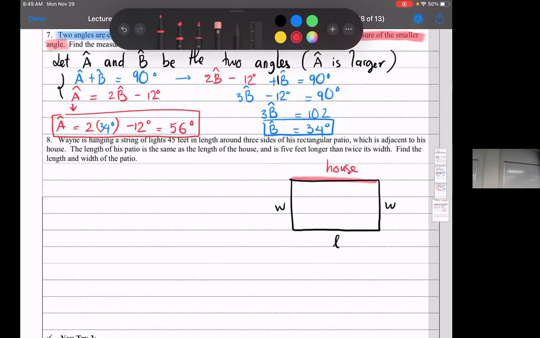All the sides, not the center. But only how many sides here? Three. Three. Careful.